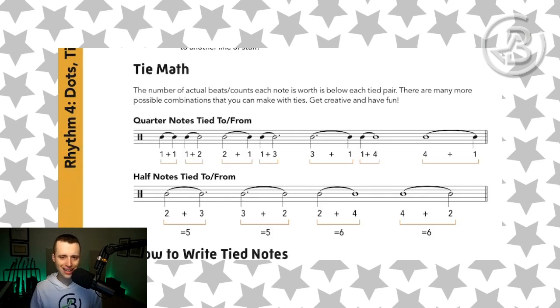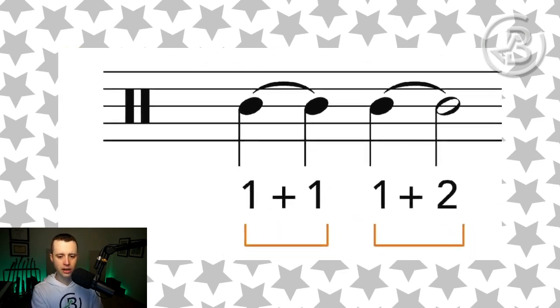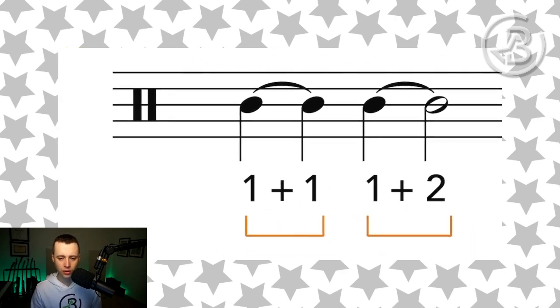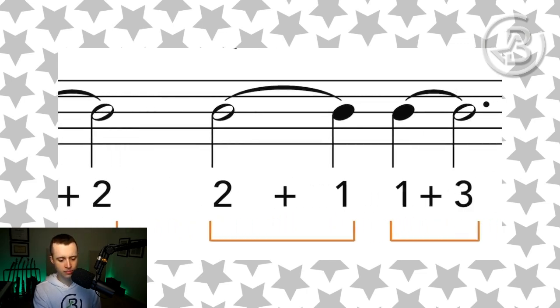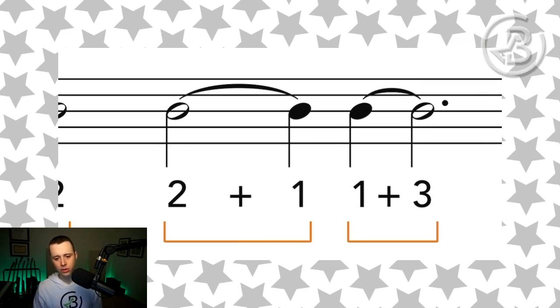Let's start off by taking a look at quarter notes tied to other notes and how many beats that would be worth. Let's zoom in here. Okay, so we have a quarter note tied to a quarter note. That's 1 + 1. That would equal 2 beats, 2 counts. Here's a quarter note tied to a half note. That's 1 + 2. That would equal 3. Half note tied to a quarter note. Same thing as a quarter note tied to a half note. 2 + 1 equals 3.